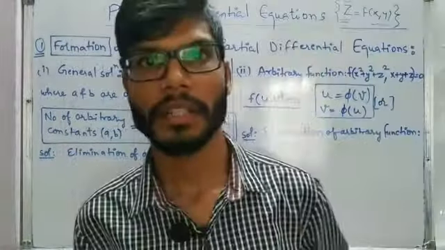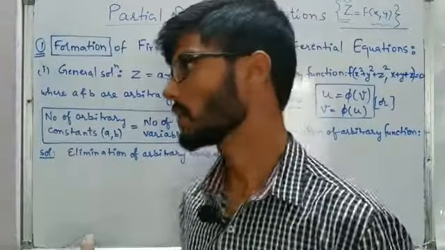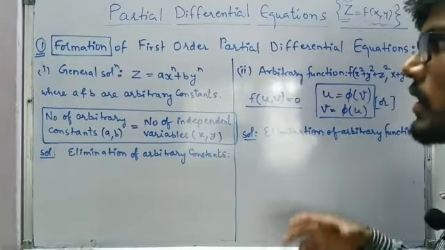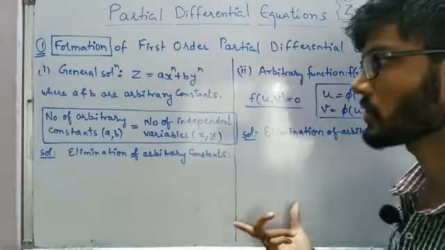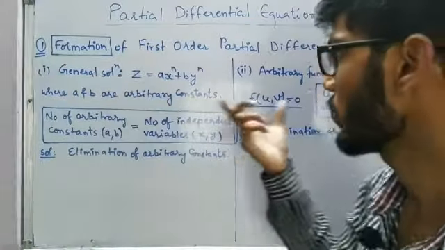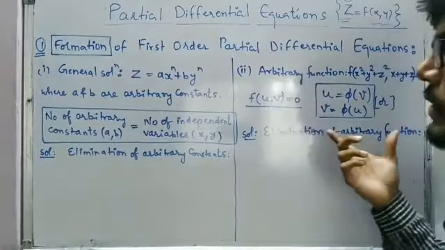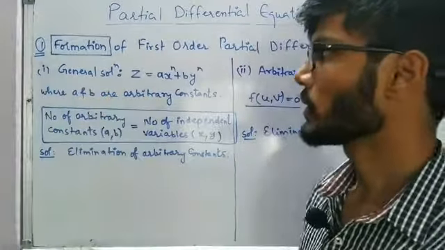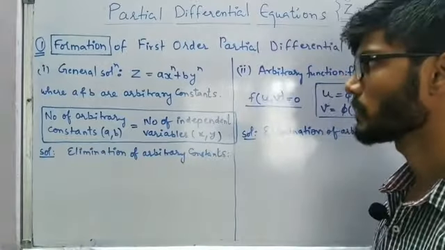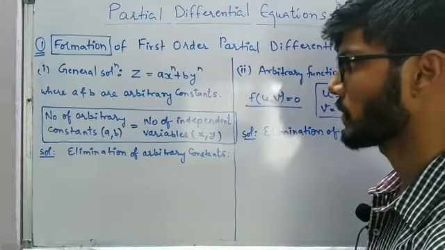So having started with our partial differential equations, let us understand how we are going to form the first order partial differential equations. So we are given either of the situations: either we have the general solution of our partial differential equation or we have the arbitrary functions. So we are given the general solution in the first case as z is equal to a x power n plus b y power n, where a and b are arbitrary constants.